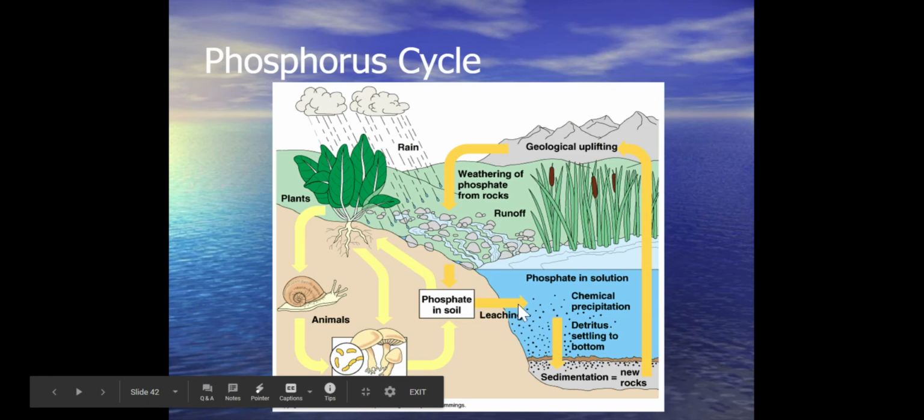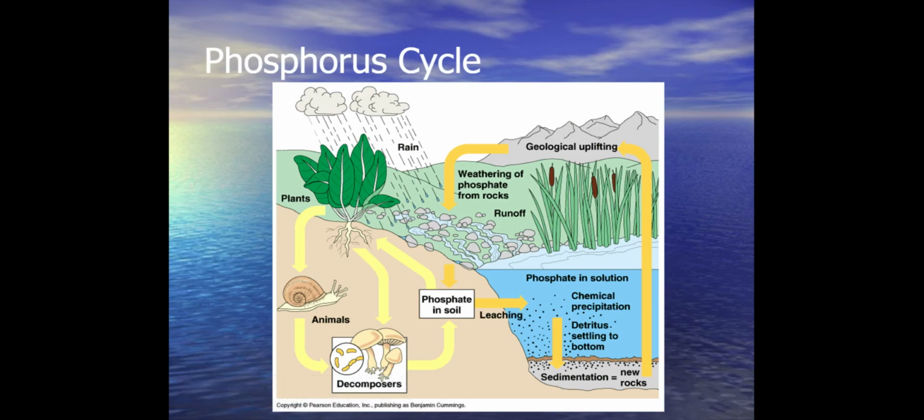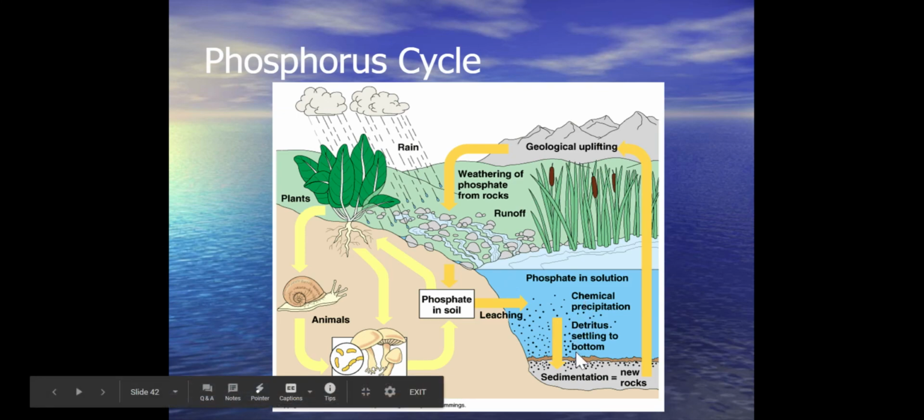Phosphate can also leach into groundwater through soil. Once it's dissolved, whether from chemical precipitation, leaching, or runoff, somehow it gets into the water. It can settle into the bottom so that the decomposers that are there can use it up. The sedimentation can create new rocks, and that can essentially go to geological uplifting. That takes hundreds of thousands of years, but that would be a potential way to cycle the phosphorus through our system again.